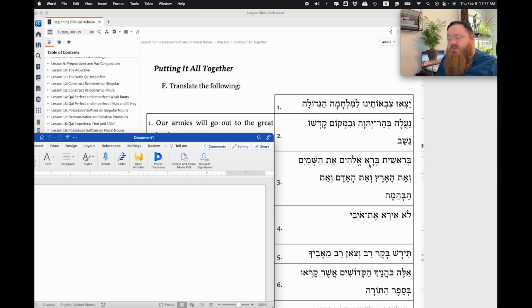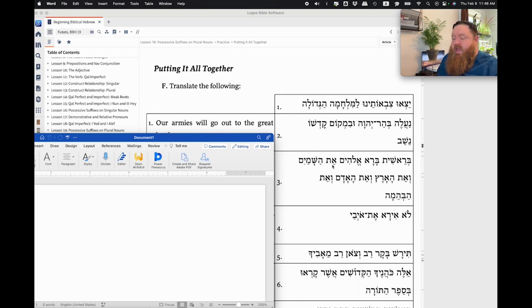Now, created, this is a third-person verb here, so we might have an explicit subject. And if we do, it's usually going to be right after the verb bara. So what is our next word? Elohim. Well, Elohim, even though it looks like masculine plural, Elohim often takes a singular verb, and this is masculine. So at beginning, God created, because English puts the subject in front of the verb, although Hebrew often will put the subject after the verb.